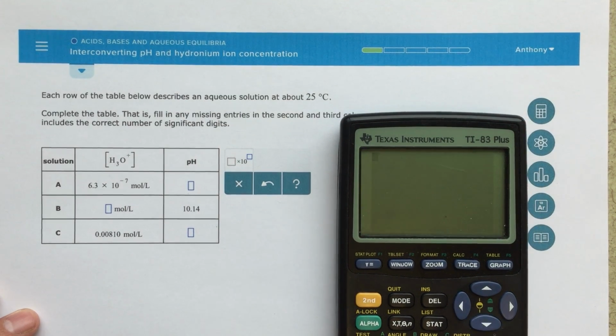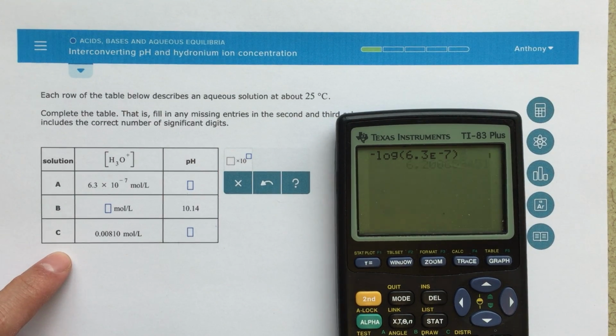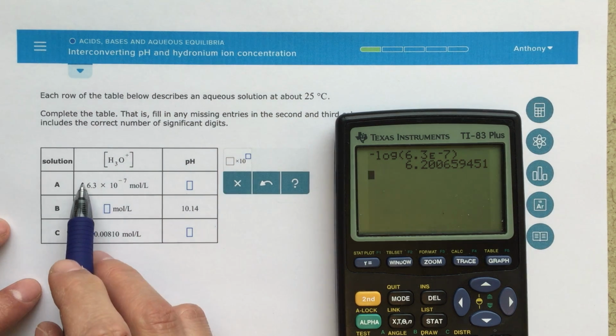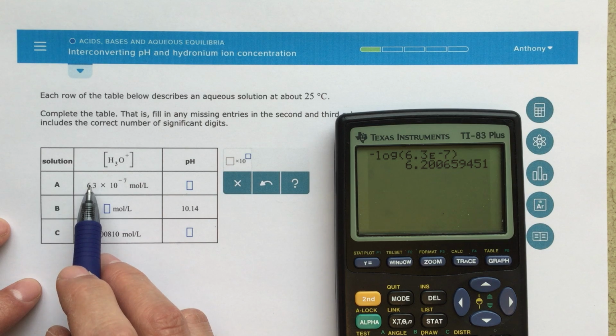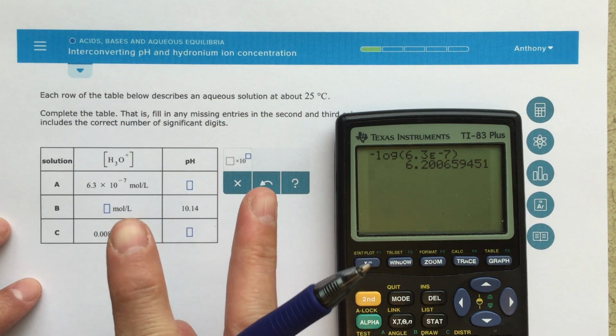I'm just going to take the negative log of 6.3 times 10 to the minus 7th. So that's how I would enter it in on my calculator. And then the value that we get, 6.200, that is the pH. Now, in terms of the correct number of significant figures, I notice that there's 2 sig figs over here. So then in my answer for the pH, I'm going to want 2 decimal places.